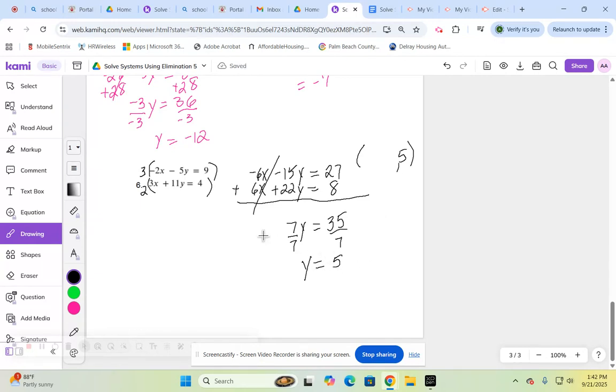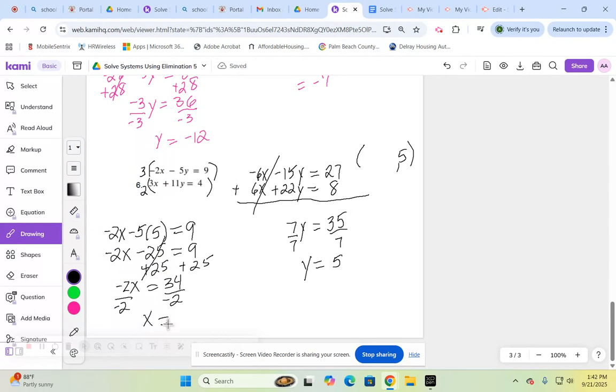So we're going to go ahead and replace y with 5. I'm going to use the top one. Negative 2x minus 5 times 5 equals 9. Let's solve that. Add 25 to both sides. So we'll have negative 2x equals 34. We divide both sides by negative 2. X equals negative 17. So x is negative 17.